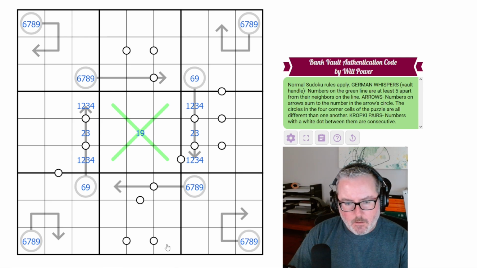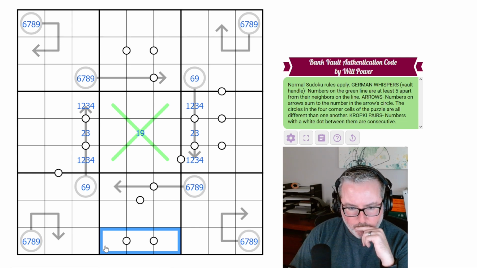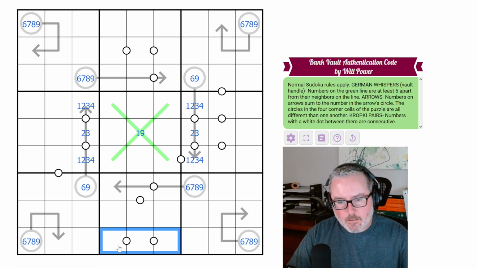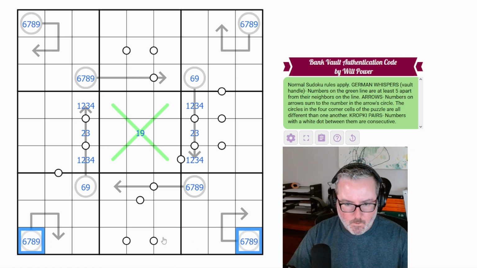Now, thinking about this guy again, we know this can never have a 9 on it. Because if it had a 9, it would be 9, 8, 7. We'd have 2 6s here. These can't have 9s on it. These can't have 9s on it. So one of these is a 9.